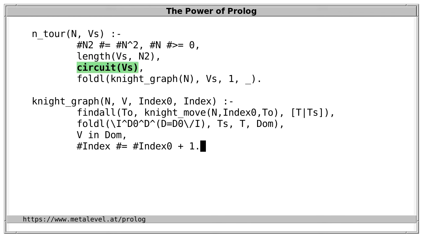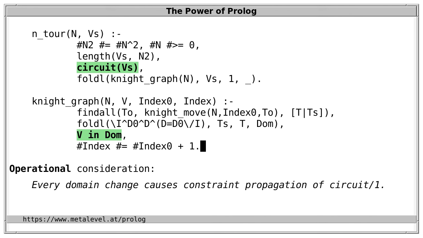Consider how we're setting up the constraints here. We post circuit very early, as one of the first goals. And every time we constrain one of the variables, this circuit constraint takes the domain changes into account. For instance, posting this in constraint causes propagation of circuit. And this gives rise to a purely operational or procedural consideration. We know that each variable in V's is involved in the circuit constraint. And that domain changes wake up the constraint.